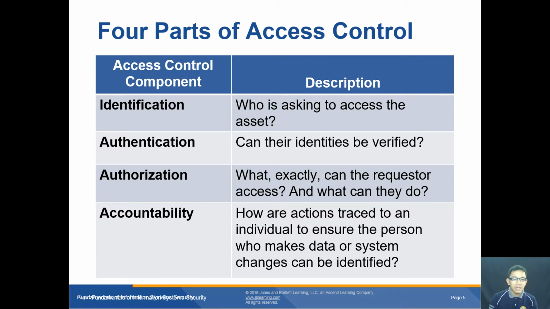And we have accountability. How are actions traced to an individual, to ensure the person who makes data or system changes can be identified? Under accountability, anyone who accesses the application, the organization is responsible. It might be in terms of application logs or event logs of the system, so that we can trace who is accountable for any actions being done. Okay, we will now proceed to the next.